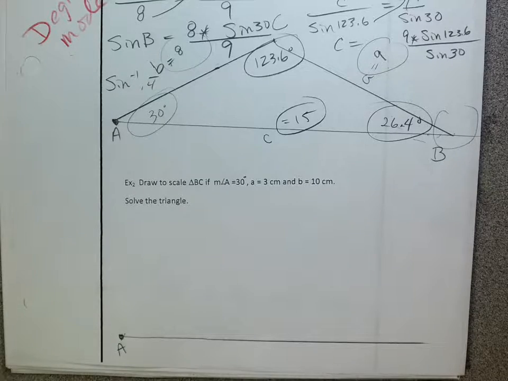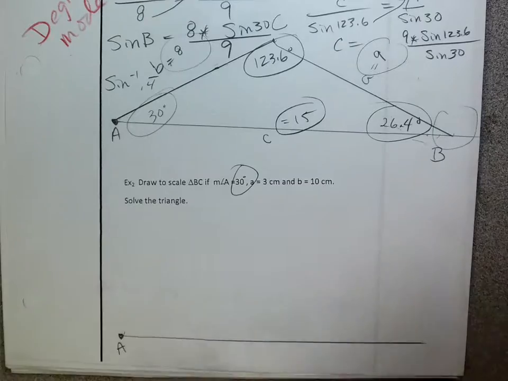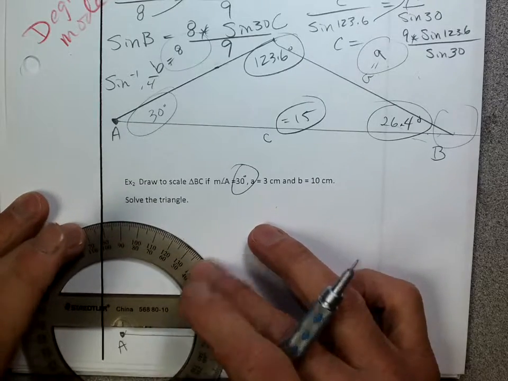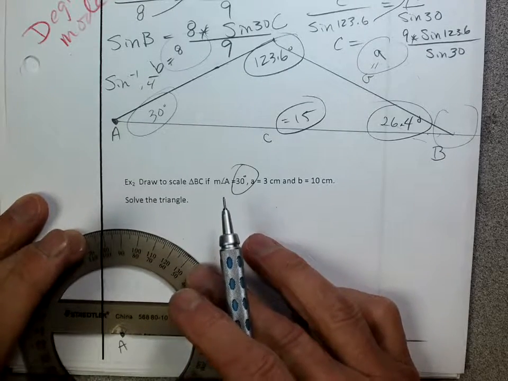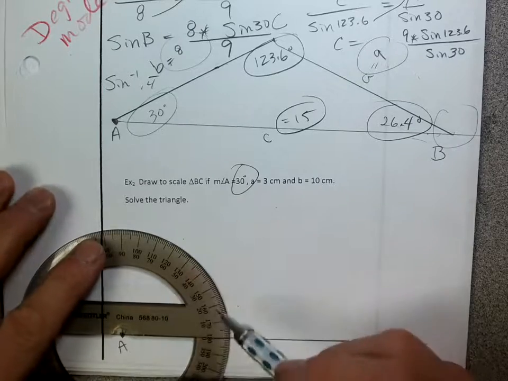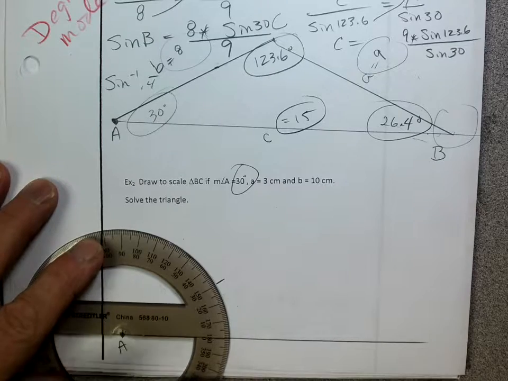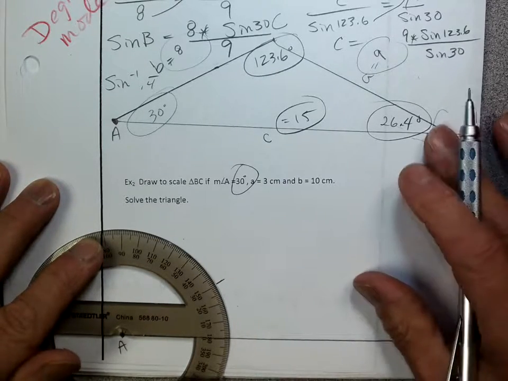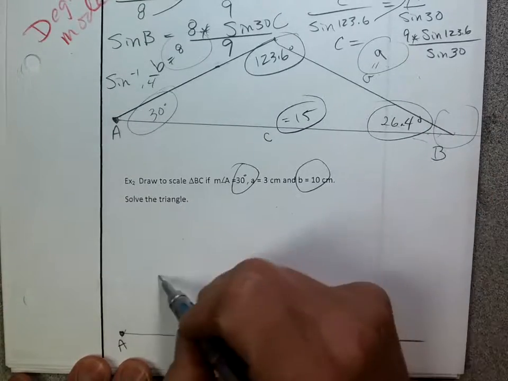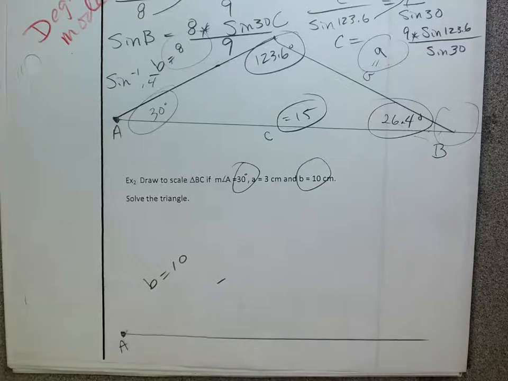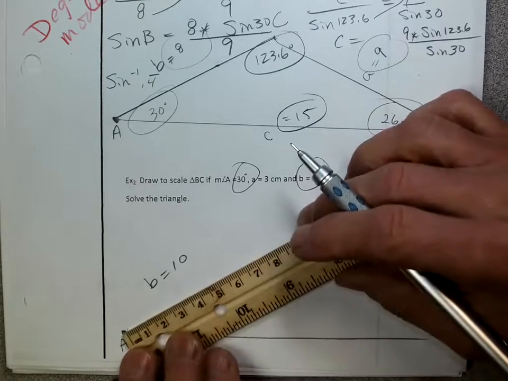I need angle A is 30 degrees again. Use my protractor, okay. And I'll put the little dash right on angle A and I'll zero it out. Again, I'll go 10, 20, 30. I'll put a little mark for my 30-degree angle. Okay. I'm going to draw this side B. Side B is going to be 10 centimeters, so I'm going to take my ruler and draw it 10.